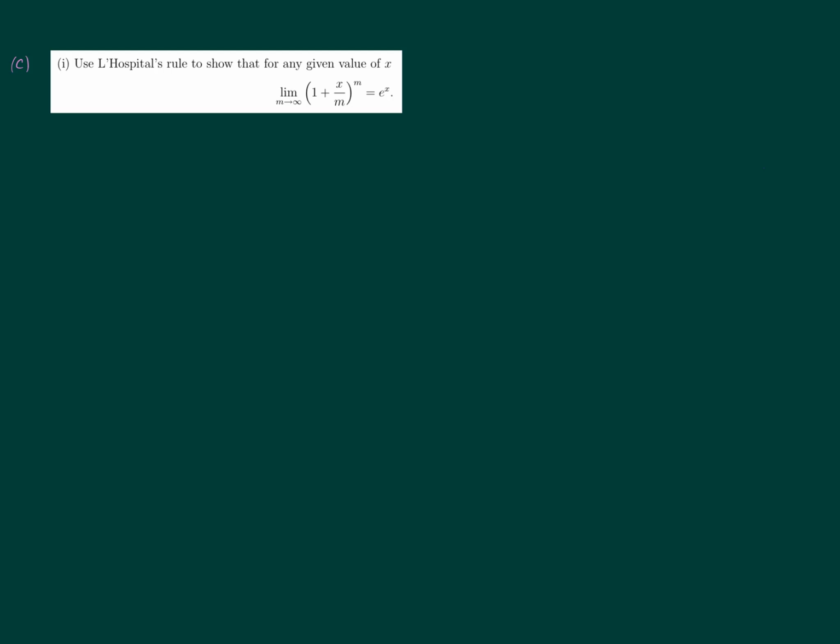Okay, so the next part asks us to use L'Hopital's rule to show that for any given value of x, this limit identity is true. So first I'm going to define a_m to be the object we're limiting, so (1 + x/m)^m. And we'll find that if we define c_m to be the natural log of a_m, which is equal to ln((1 + x/m)^m).